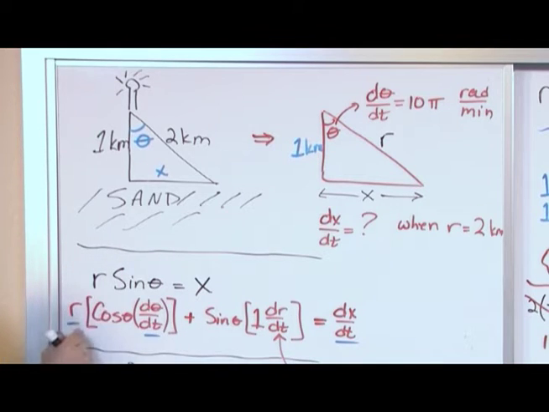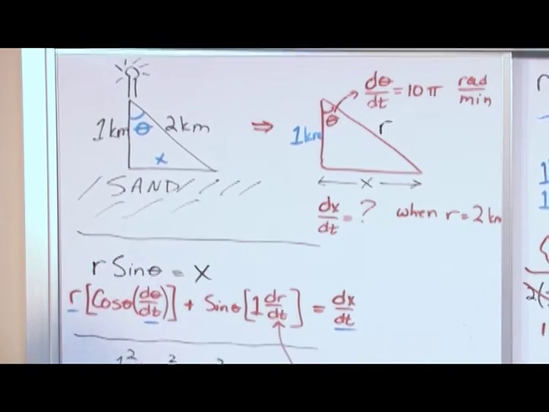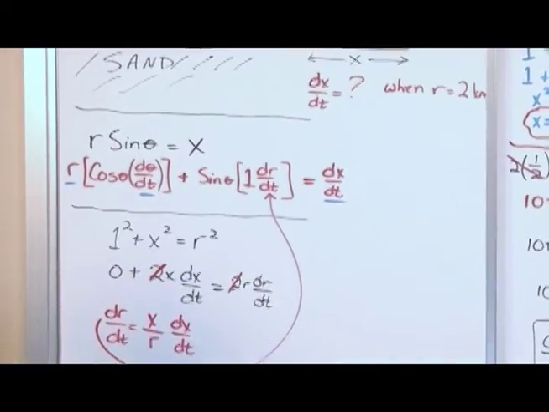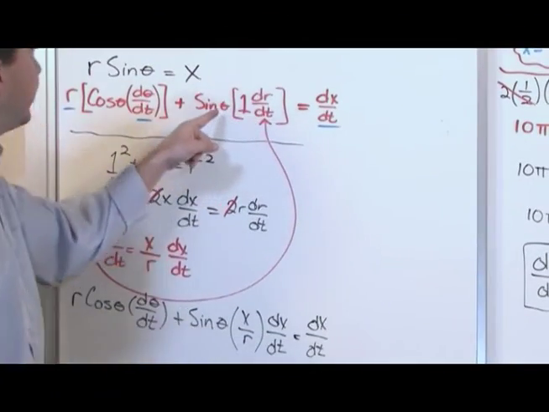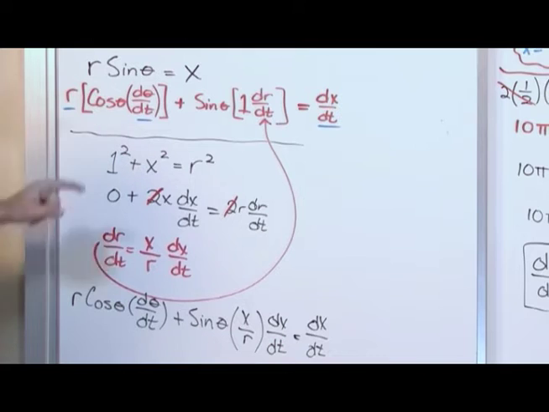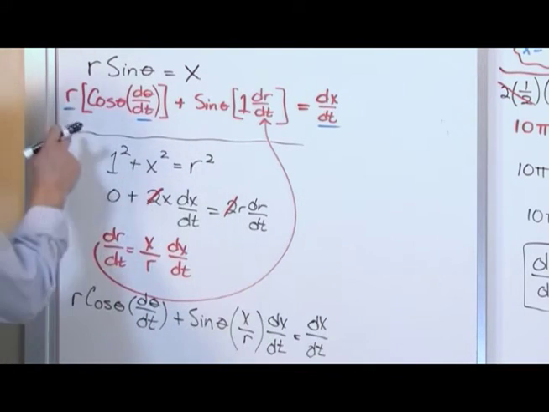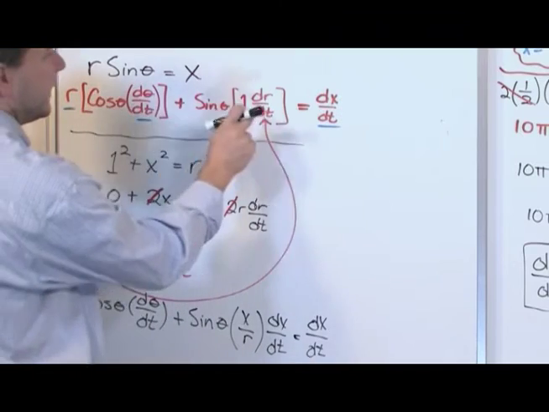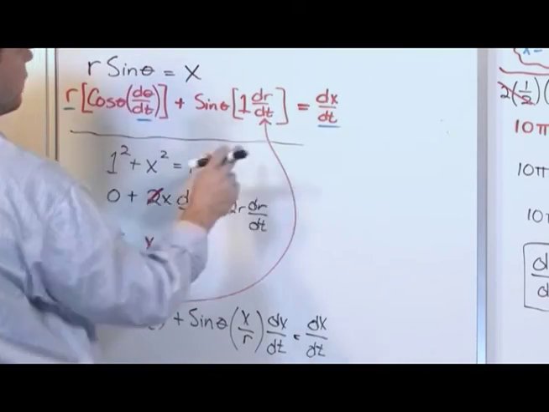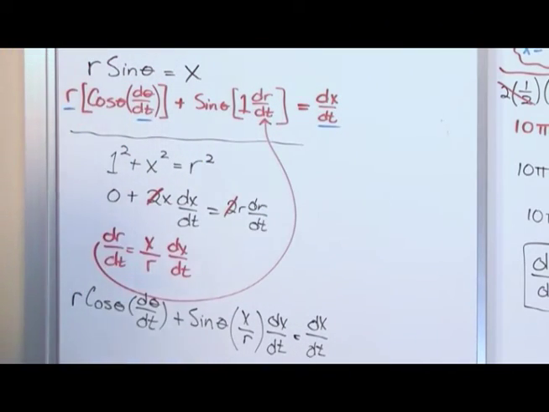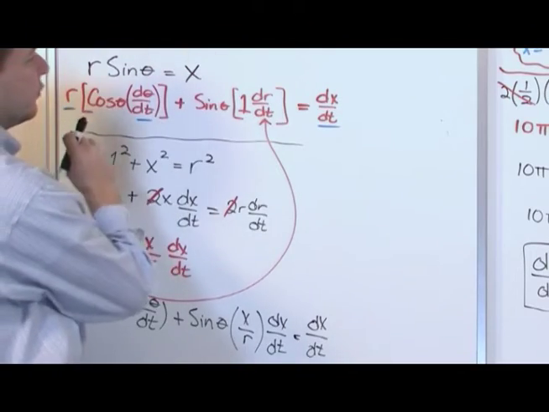This is a product, so it has to be first times the derivative of the second plus the second times the derivative of the first. So I get this and I say, well, it's great, but I don't know everything. I don't know dr/dt, I don't know sine θ, I don't know cosine θ. So I'm kind of stuck. But the good news is I do know r, and I don't know this yet, but I'm solving for it, so that's okay. So I need to work on finding this additional information.